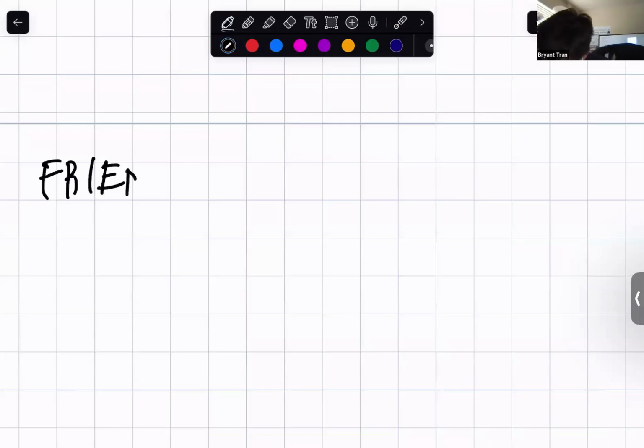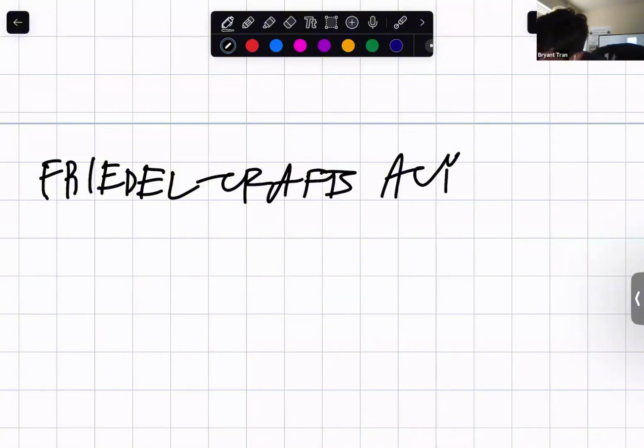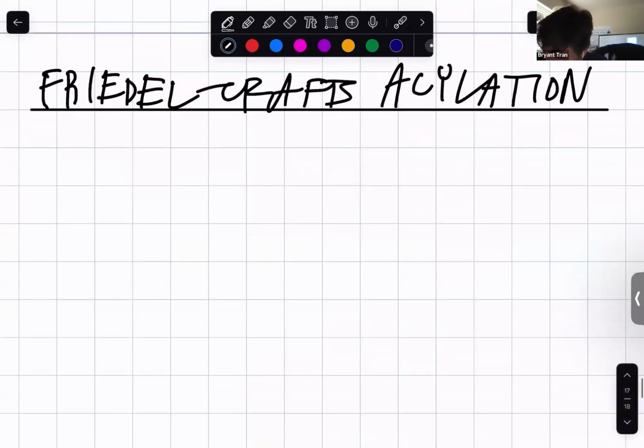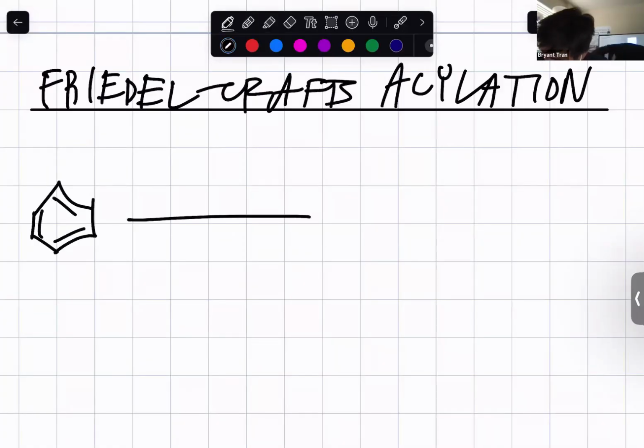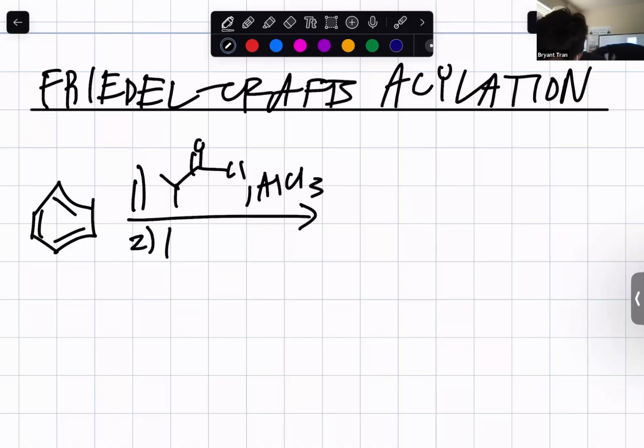Friedel-Crafts acylation. Okay, so here is the generic reaction. When we have this benzene right here, and we react it with an acyl group. Wait, this would be two steps. Something like this: AlCl3. Second step, acid workup. This is how you predict the product quickly all the time.